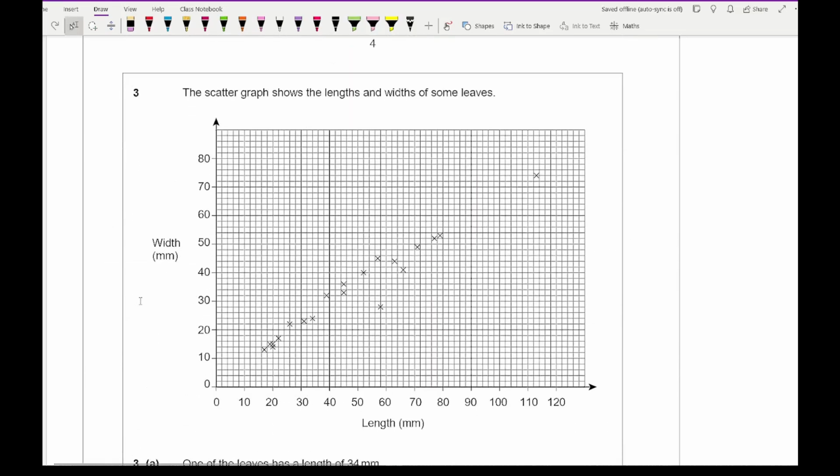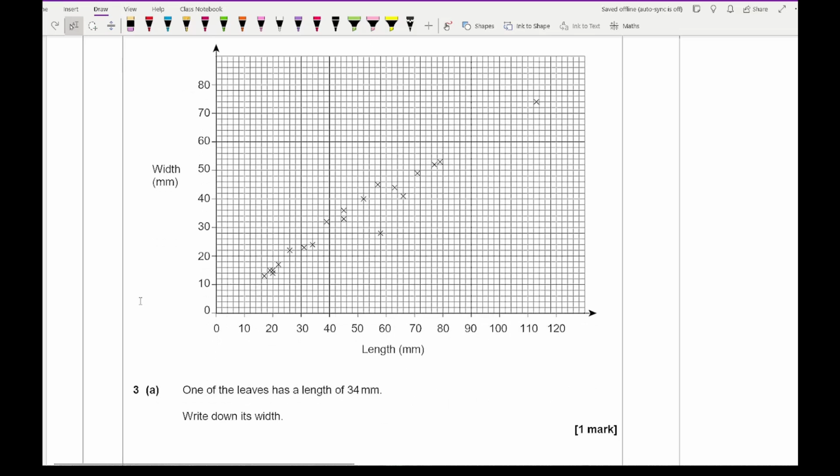Then moving on to question 3, it says the scatter graph shows the length and width of some leaves, and for 3a, one of the leaves has a length of 34 millimeters, write down its width. Well, looking at the length, I'm looking for 34, which is here. So the one that I'm looking for is this point there. So then all I need to do is find out what the y ordinate is, and I make that out to be about 24.